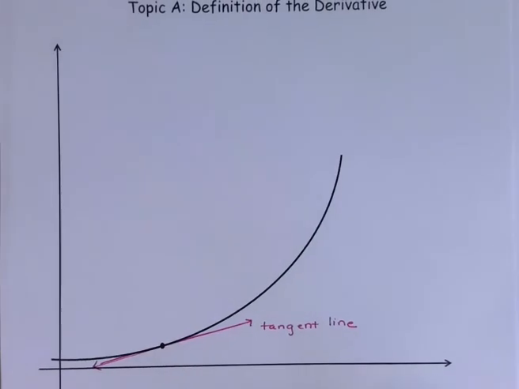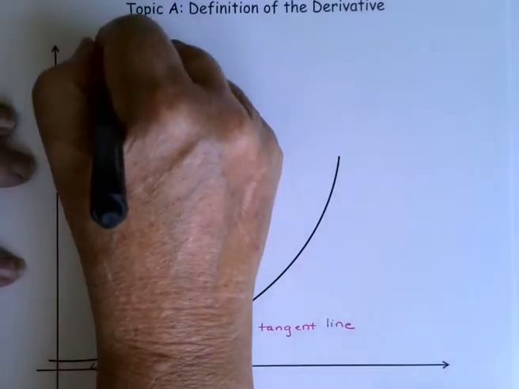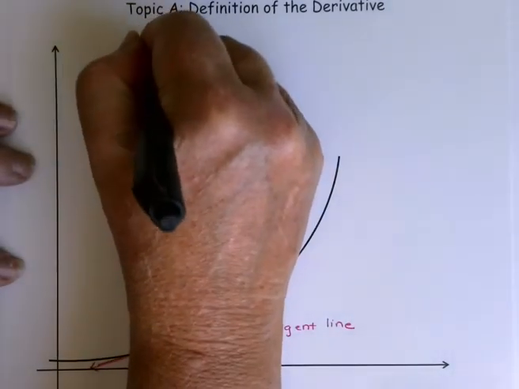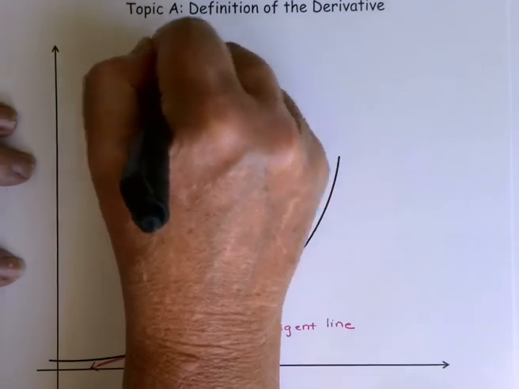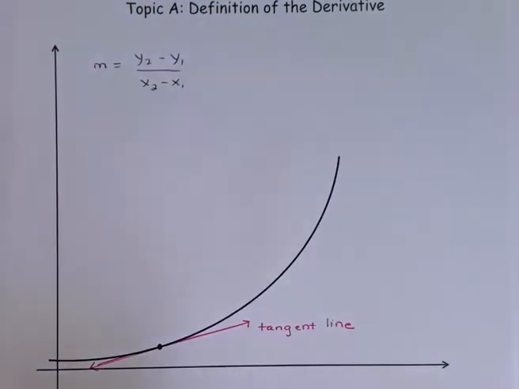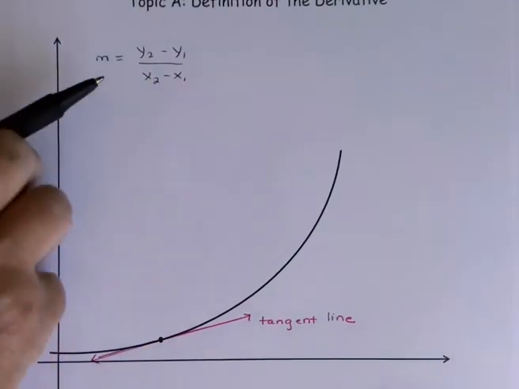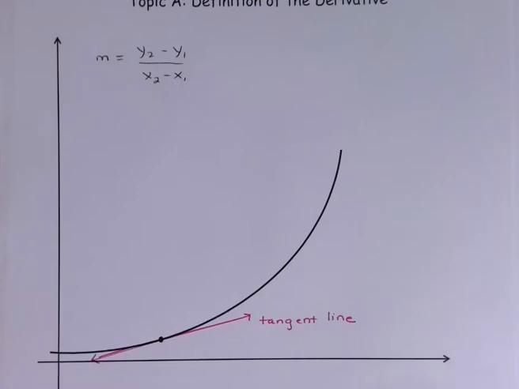Of course, the problem is, how do I find the slope of a line if I only know one point? We know that in general, slope is y2 minus y1 over x2 minus x1. And at this point, I only have one point, an x1 and a y1, if you will. I don't have a second point that would allow me to actually calculate that slope.